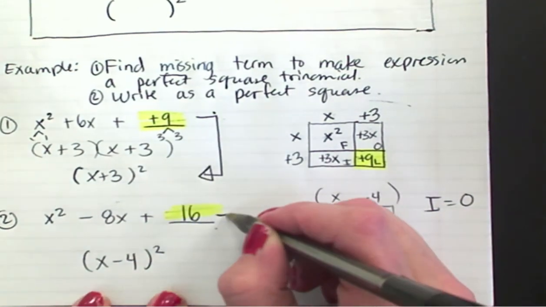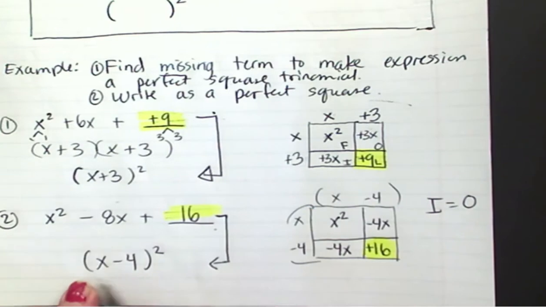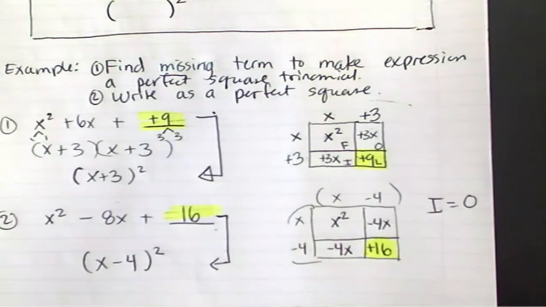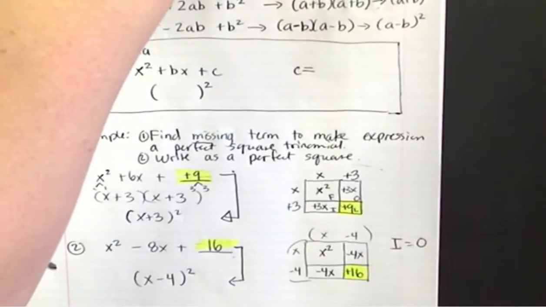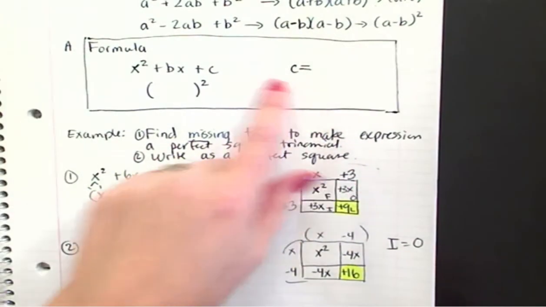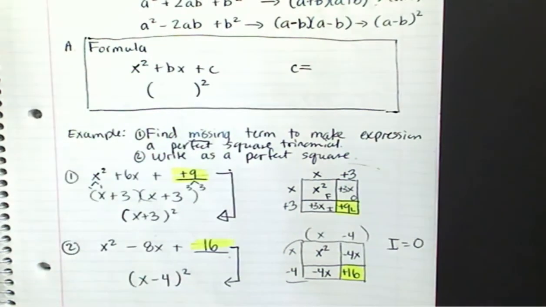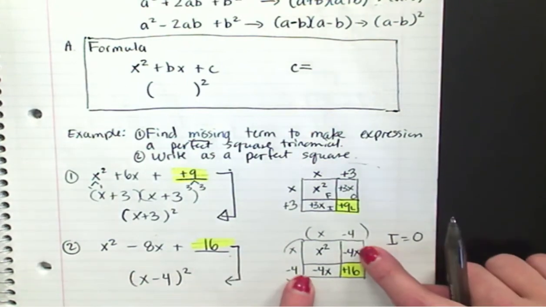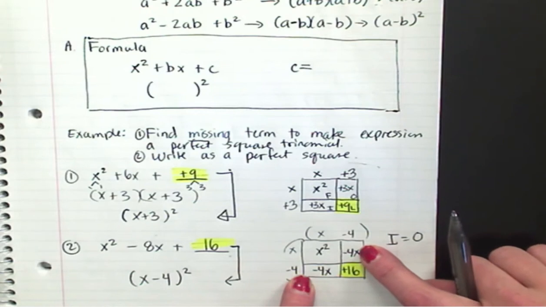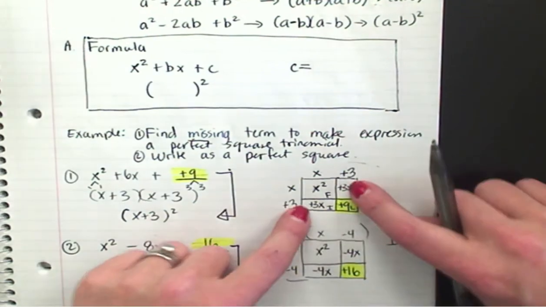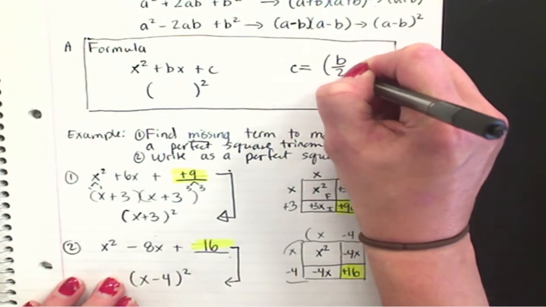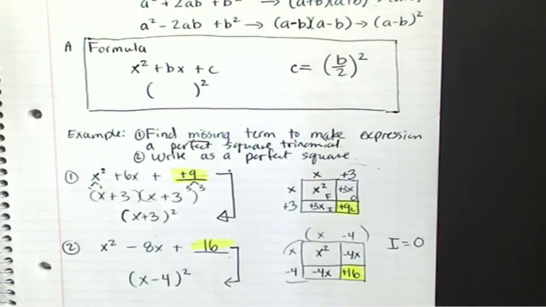Okay, we need to go from the perfect square trinomial to the perfect square. Okay, so what we did is we developed the formula. So how do I find C? How'd we get 16 in a formula kind of a way? I did negative 4 times negative 4. And I did 3 times 3. Half of b squared. That's your formula.